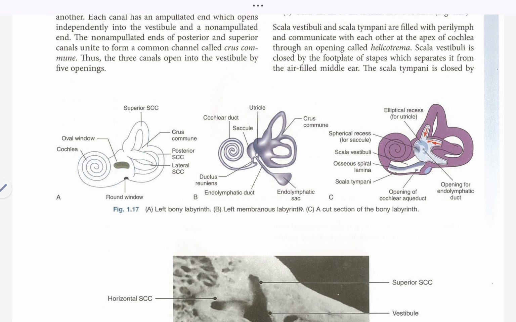C is a cut section of the bony labyrinth. Here we can see the osseous spiral lamina, scala tympani, opening of the cochlear aqueduct, opening for endolymphatic duct, elliptical recess for the utricle, and spherical recess for the saccule. This is the scala vestibuli.